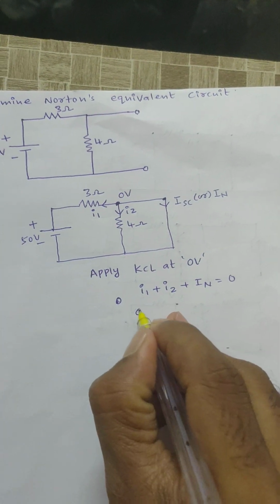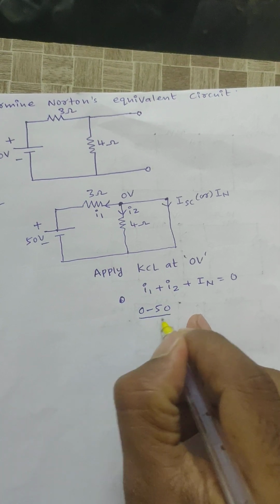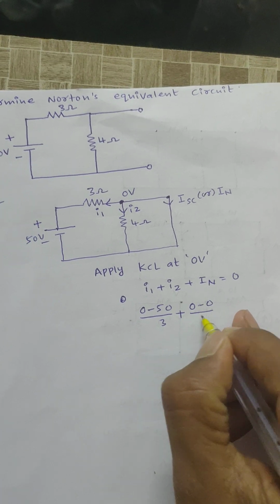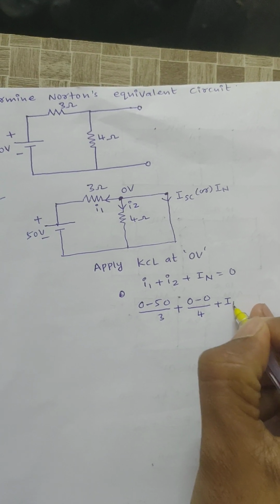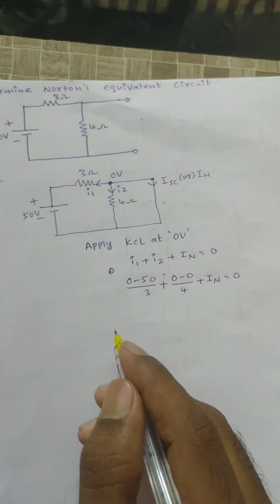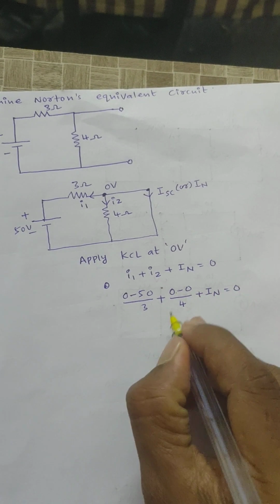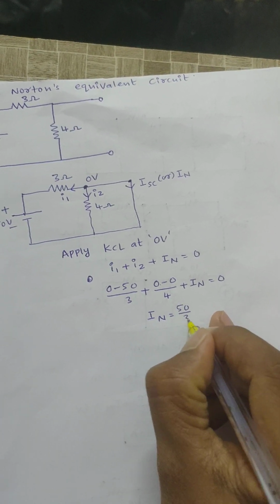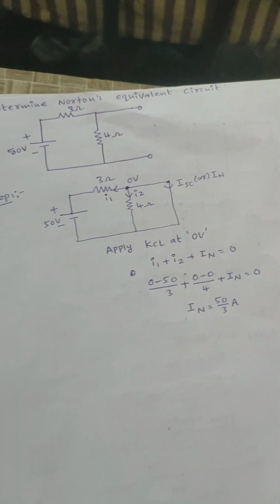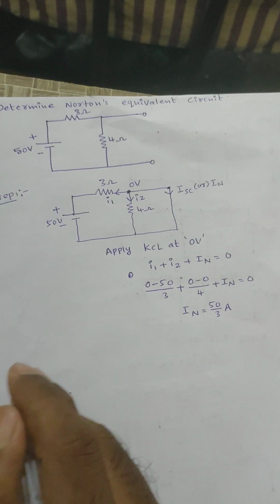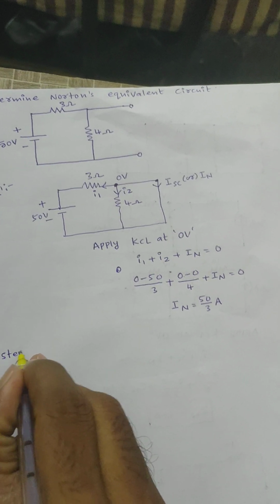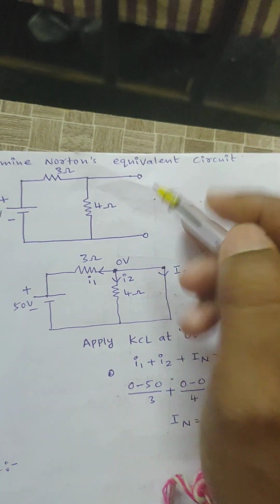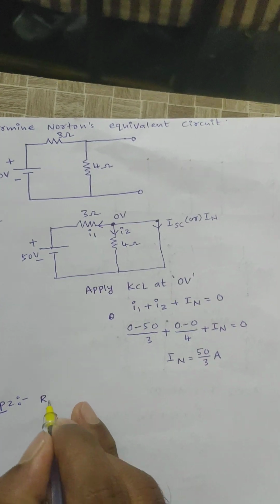I1 is nothing but the potential difference, 0 minus 50 by 3 ohms, plus I2 is nothing but 0 minus 0 by 4 ohms, plus IN is equal to 0, right? Now see here, this value is 0, then Norton's current IN is equal to 50 by 3 amperes, right? Calculation of Norton's current is completed, right? Next, step 2, across these two terminals I need to calculate Norton's equivalent resistance, right?